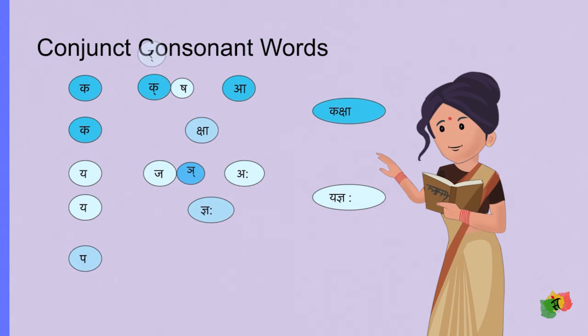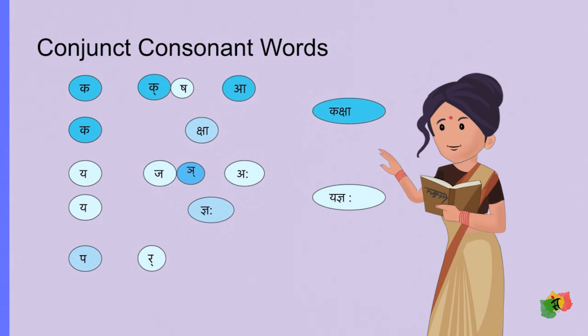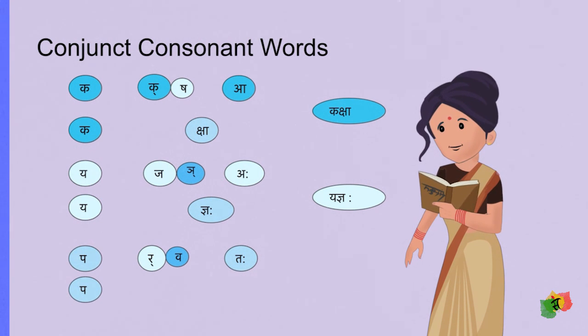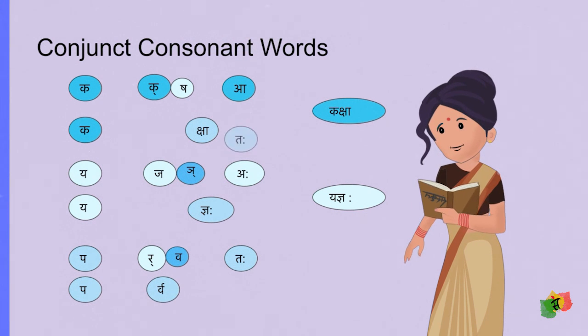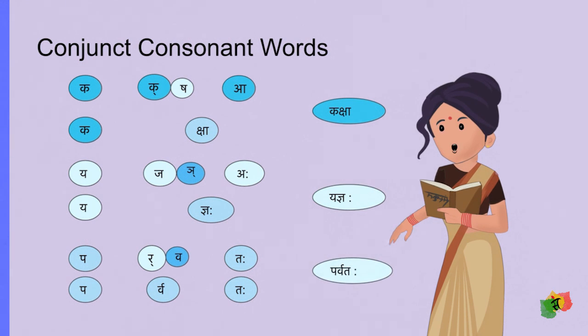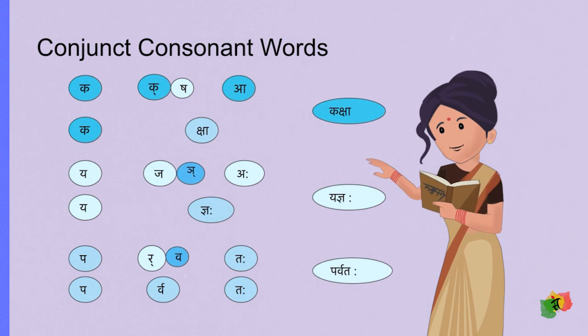Pa, r, va, taha makes the word pa, rva, taha, which gives the word parvataha, which means mountain.